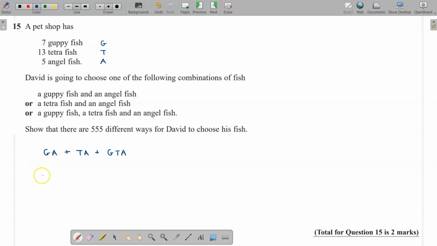So we've got 7 times 5, plus 13 times 5, plus 7 times 13 times 5. And if you put that in the calculator, you do indeed get 555, which is what you needed to show. Okay, so that's it.